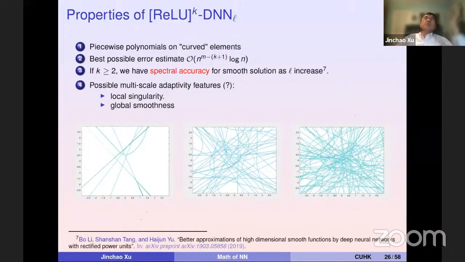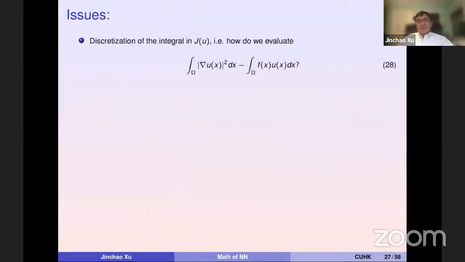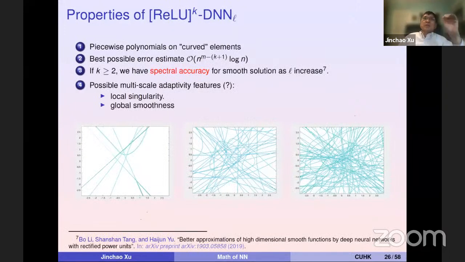If you take k equal to 1, I showed you before that it reproduces piecewise linear functions of any shape. This means that you can be highly adaptive locally. But if you increase the layers, you can reproduce all the polynomials. That means you can also have global adaptivity. Maybe you can get spectral accuracy. So it's kind of interesting. But these are the pure theoretical results.